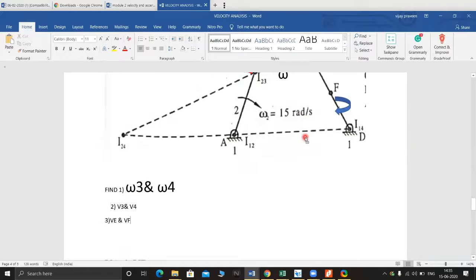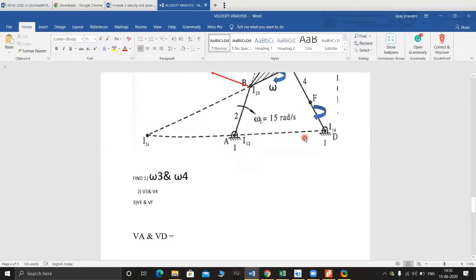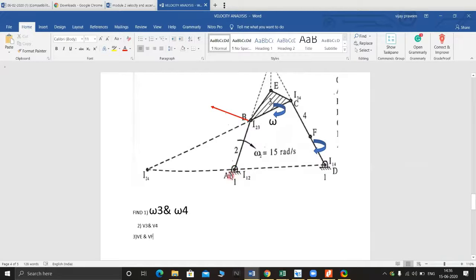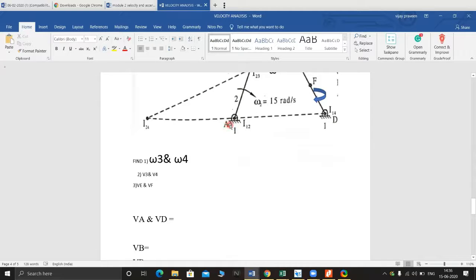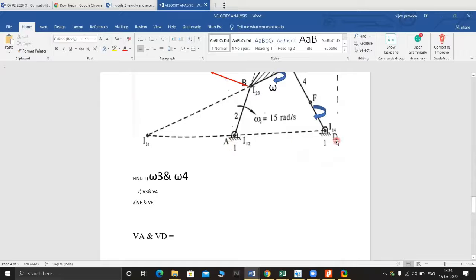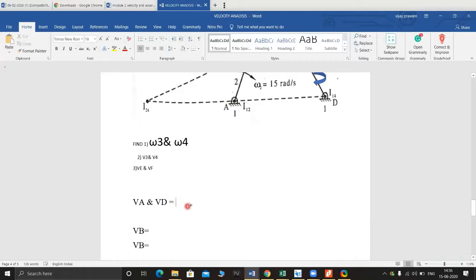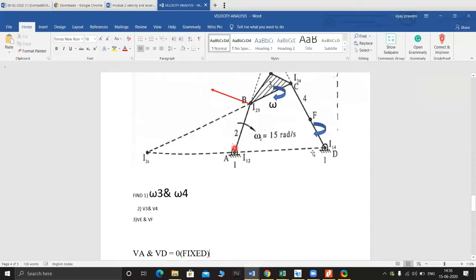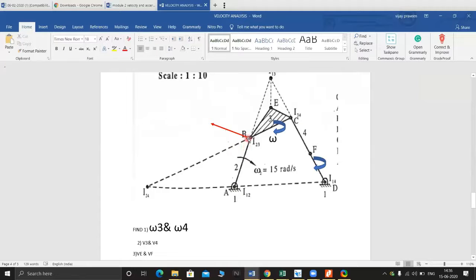Let me take it one by one, as we did in the last class. Now see, we will go link by link in order. So here, velocity at point A and velocity at point D is equal to what? Velocity at point A, velocity at point D will be equal to 0. Why is it 0? Because it is a fixed one, that is why it is 0. Good.